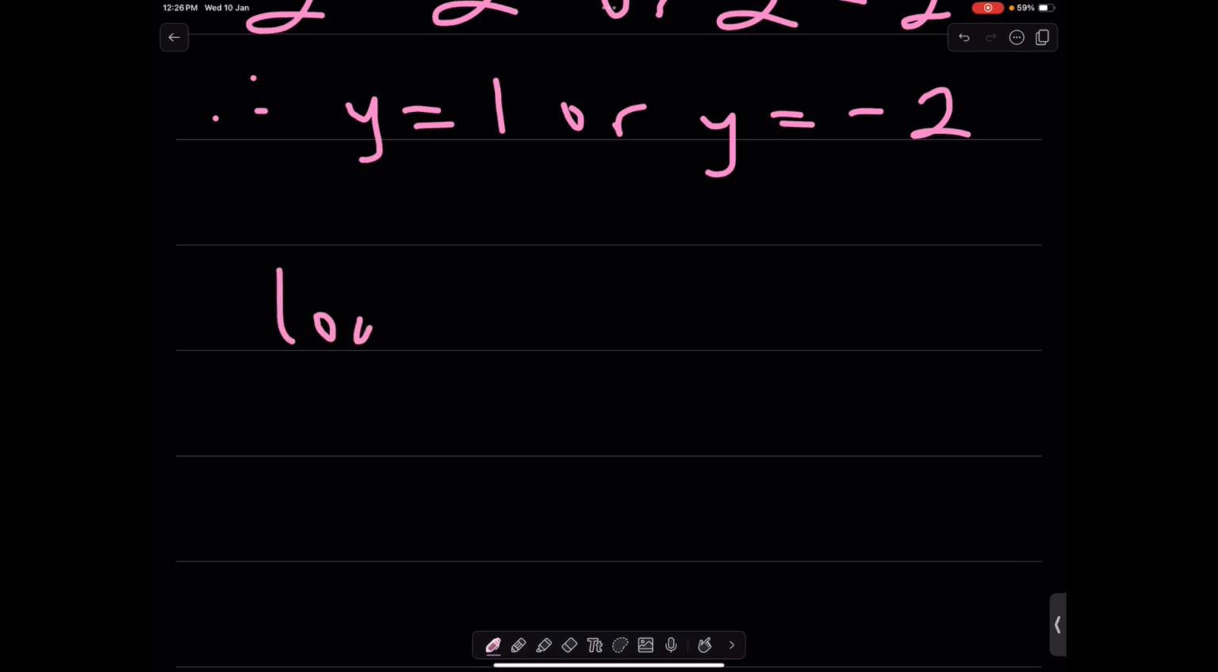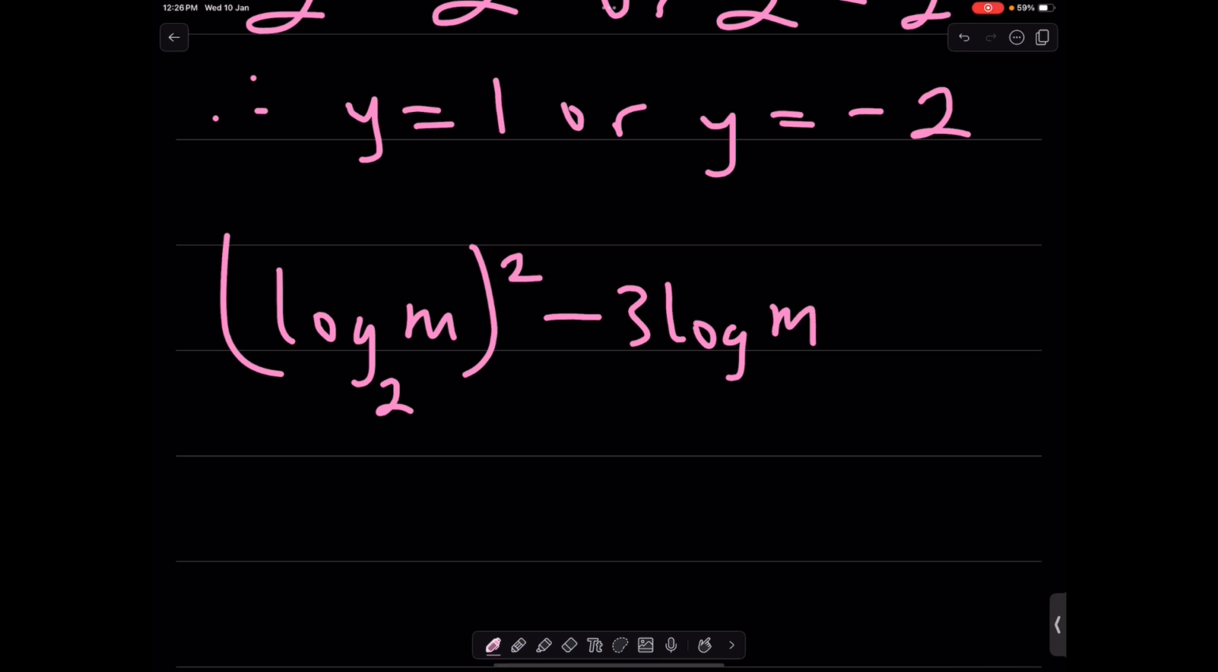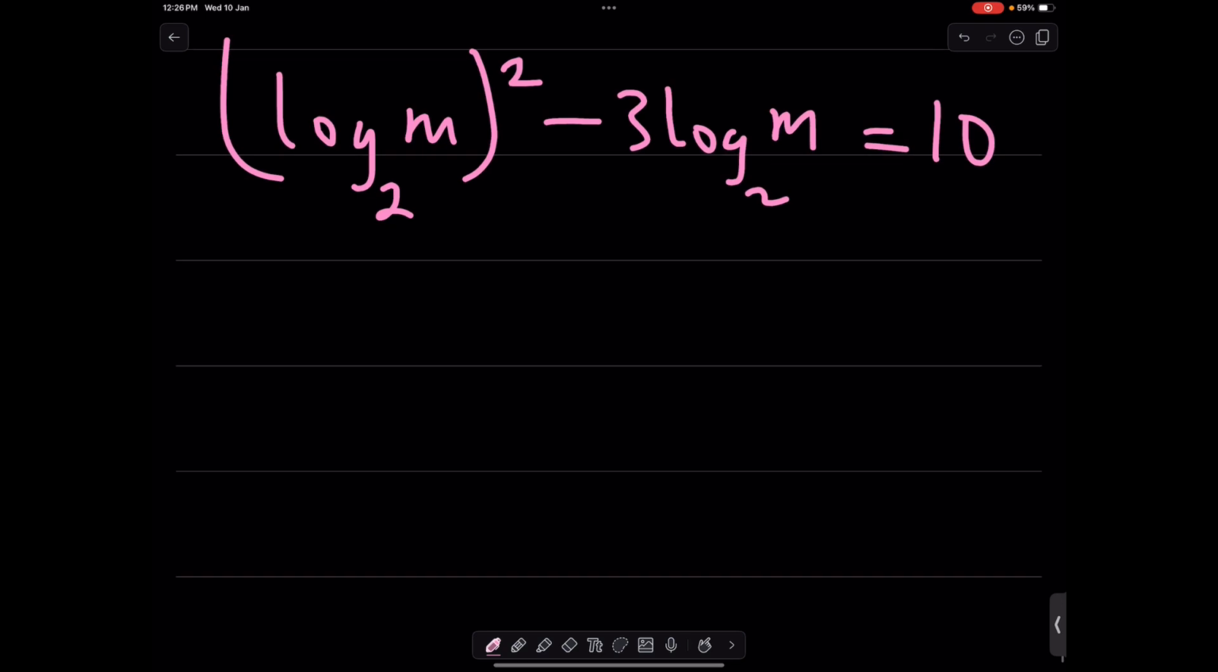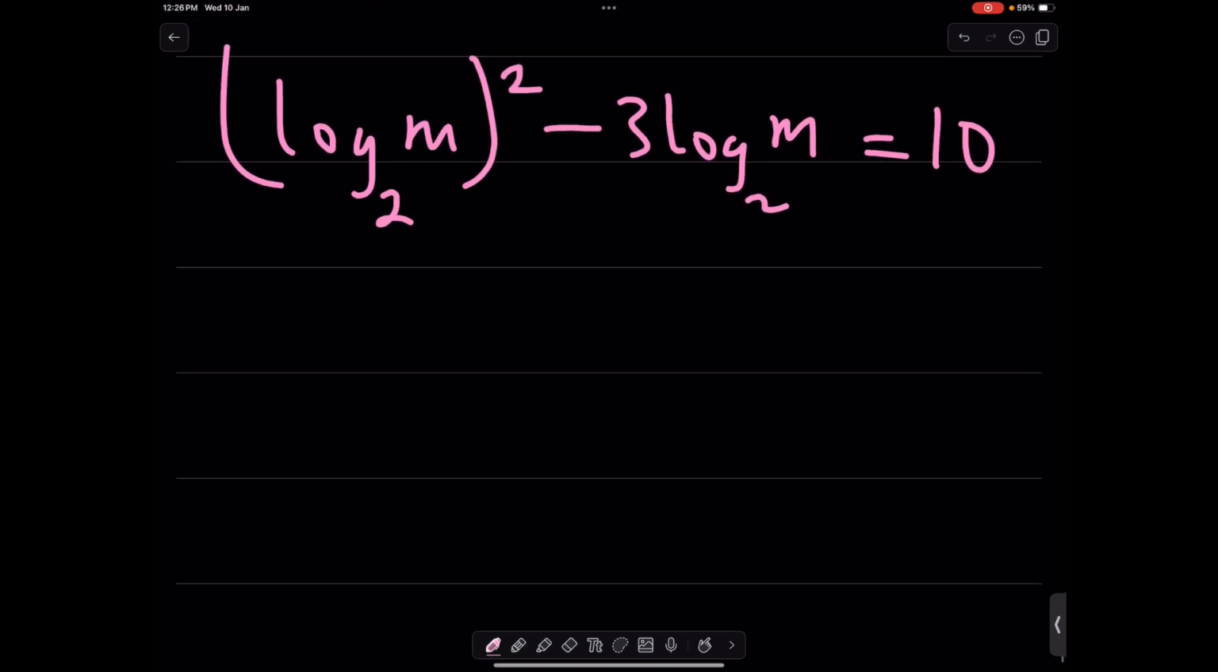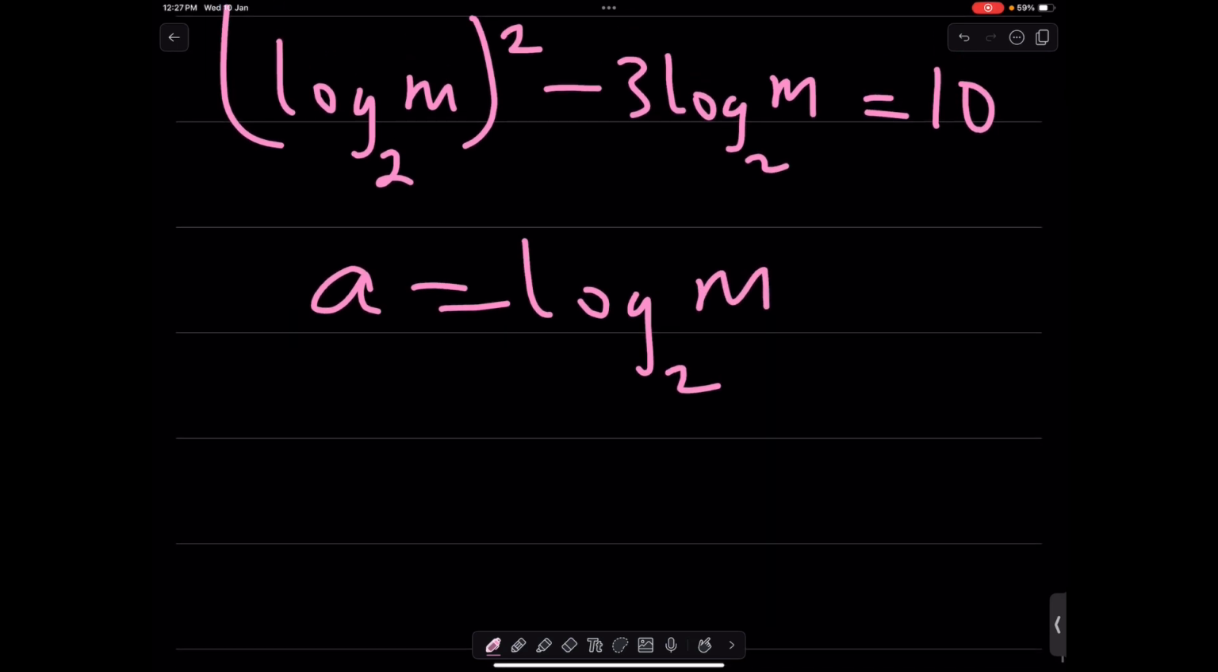Solve the equation: the square of log m base 2 minus 3 log m base 2 equals 10. This question is from year 2014. First of all, let me make log m base 2 a. Let a be equal to log m base 2. That means the equation becomes a squared minus 3a equals 10.